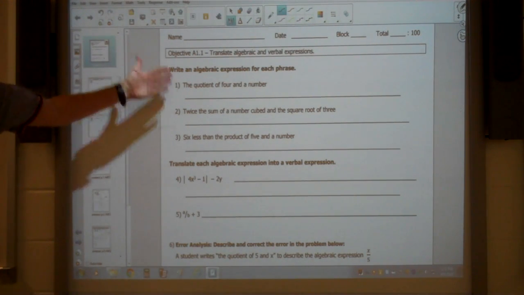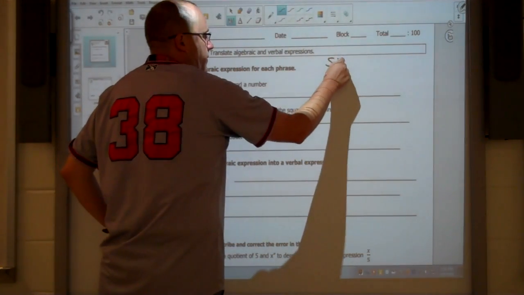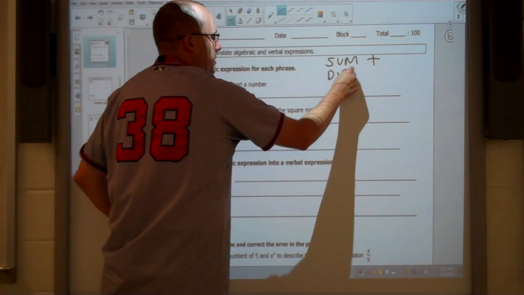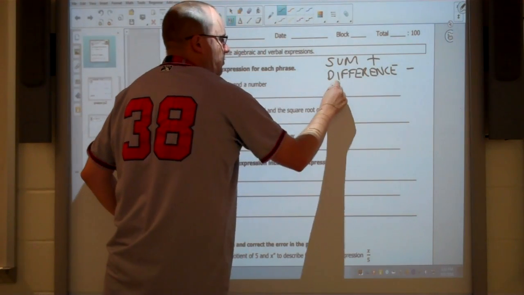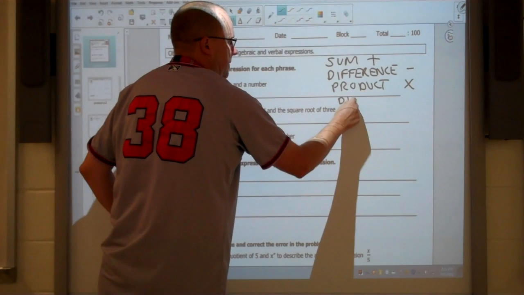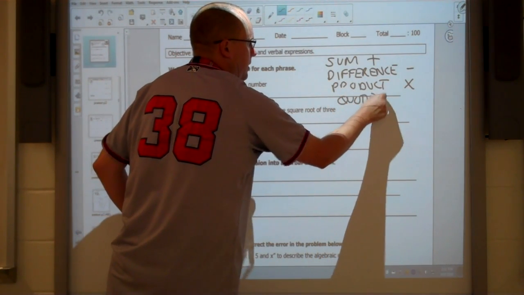So before we actually even start this, we're going to talk about some of the key words that we need to know for this section. So sum refers to when you're adding two things together. Difference refers to when you're subtracting two things. Product is when you're multiplying two things together. And quotient is when you're dividing two things together.